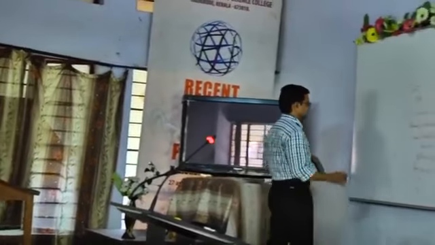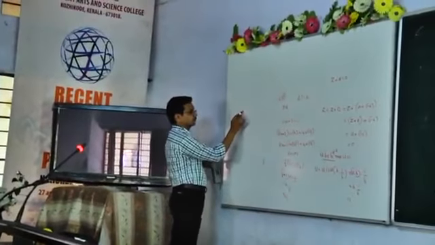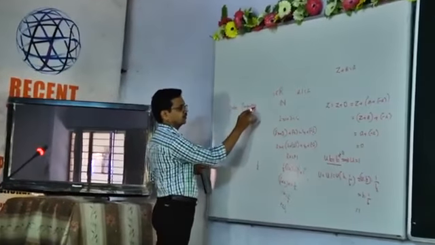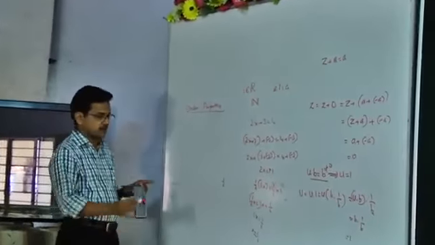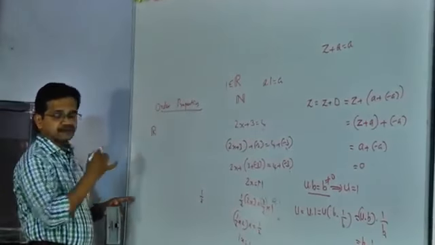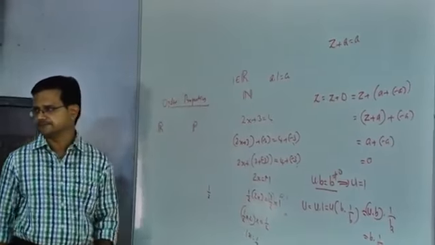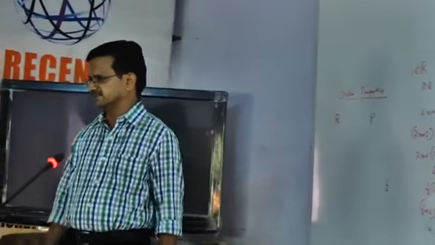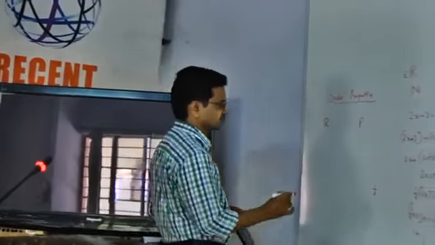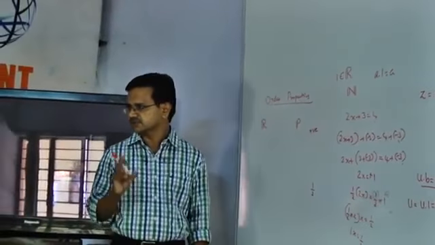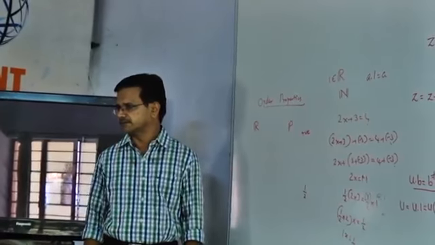Next, I define the order properties in R. We can consider a subset which I denote by P. P is called the set of positive real numbers.